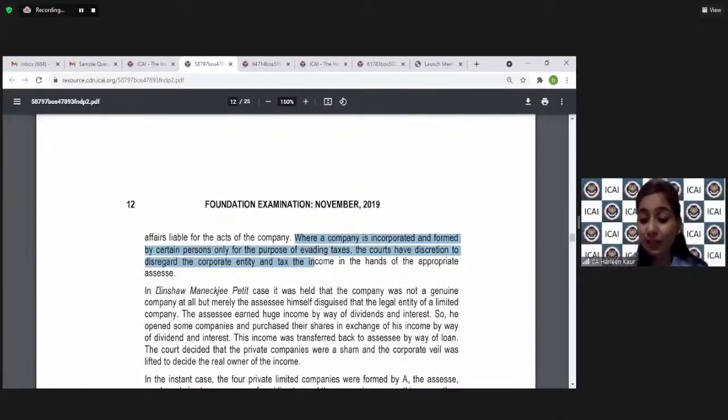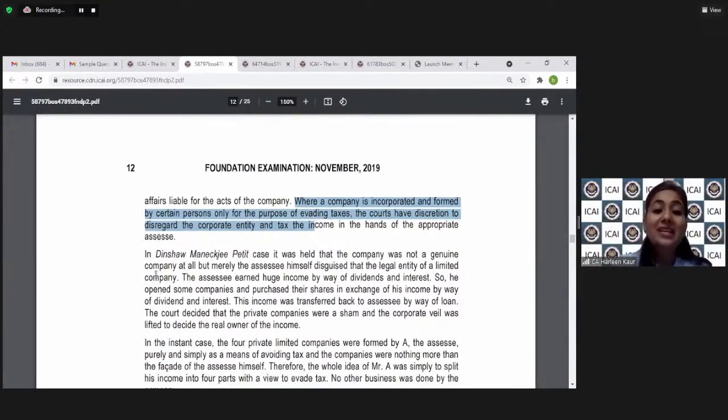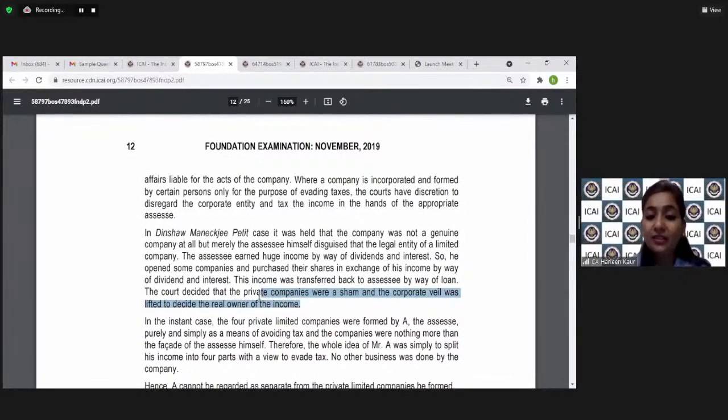See, such beautiful two case law references. If the examiner gives 3 marks, it is 100% in your pocket. So the Dinshaw Maneckji Petit case says the company was not a genuine company, but the assessee was disguised, so the legal entity has to be lifted up, and the private companies were a mere sham and the corporate veil was lifted to decide the real event. Therefore, this is how you have to write the facts of the case.